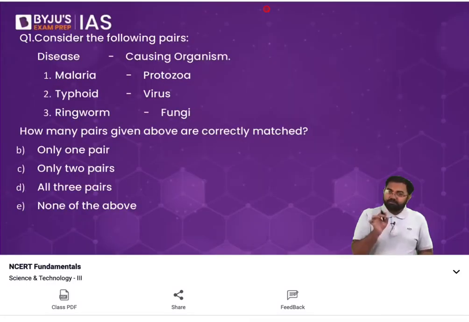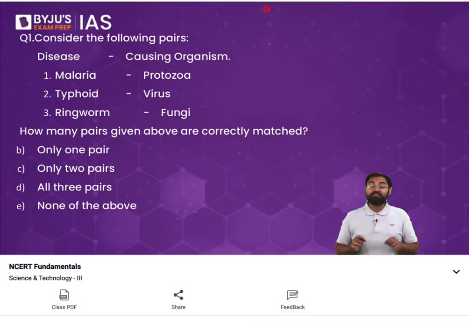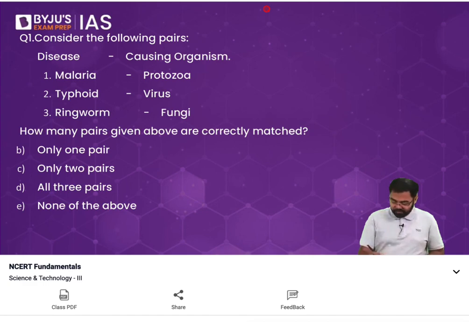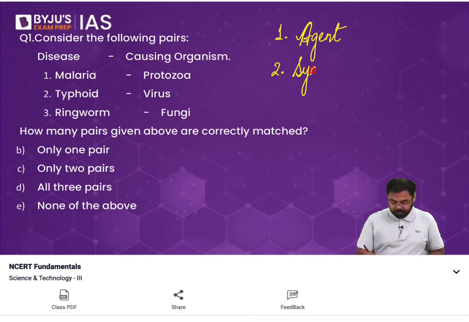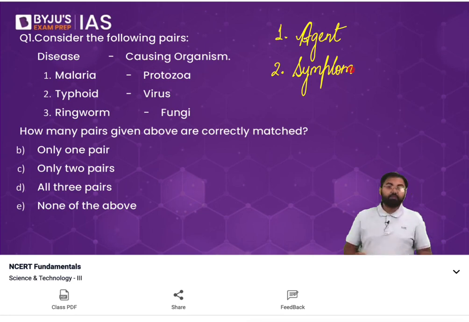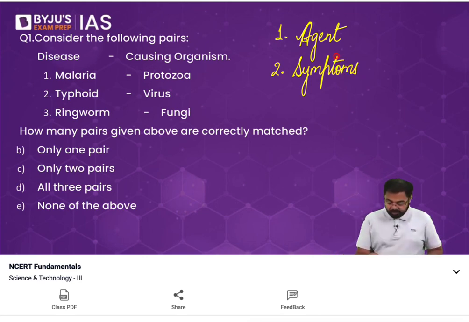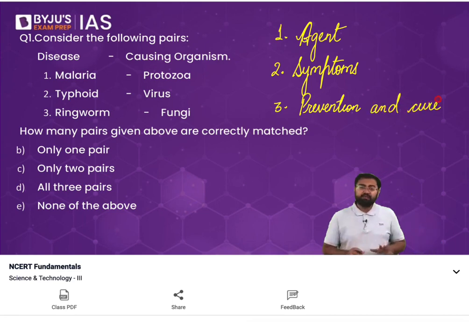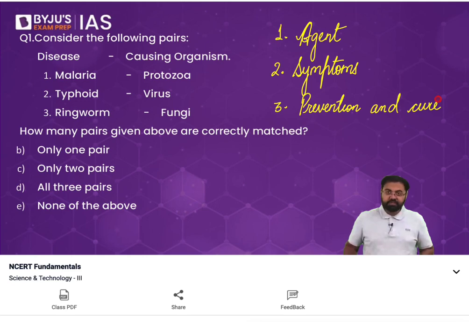But there are few things related to these diseases which are very, very important. One, the causative agent. The symptoms of the diseases are also very, very important. And then after that, prevention and cure. These three aspects of any disease will be very, very important for the examination in your prelims paper.